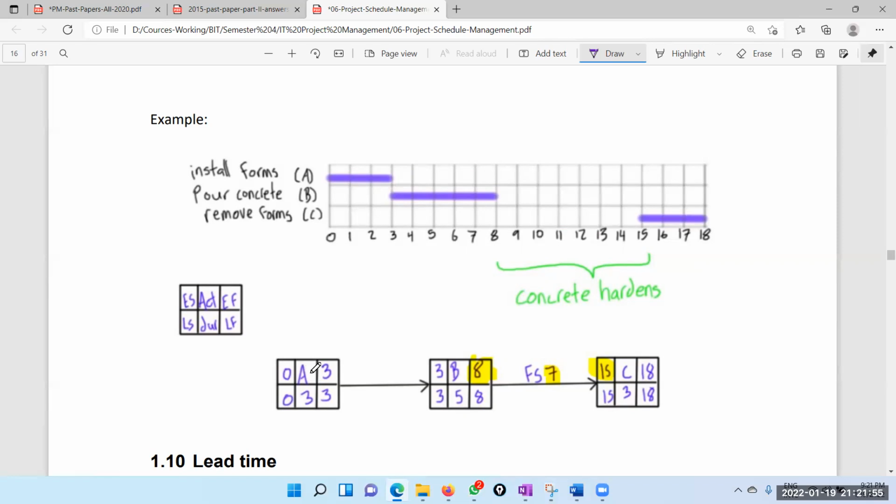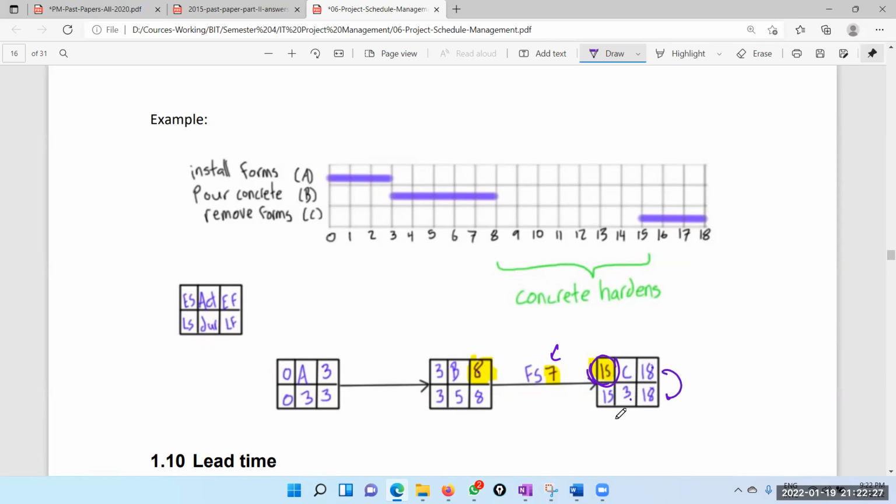So therefore we can draw it like that: A to B, B to C, but there's a lag time of 7. Finish to start 7. This is the convention we can use. Finish to start 7-day lag time. So now this is 0, this is 3 because the task takes 3, and this 3 we can put there. 3 plus 5, 8. But now you can't put up 8 here because there's a lag time. 8 plus 7 is 15. So therefore the earliest start is 15. Then of course 15 plus 3, 18.